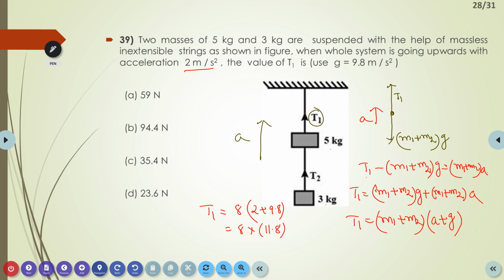Multiply it. 8 into 11.8 comes to more than 88 or 90, so this is the right choice. Because it is close to 12, and 12 times 8 is 96. Close to 96 is 94, so this is the right choice.